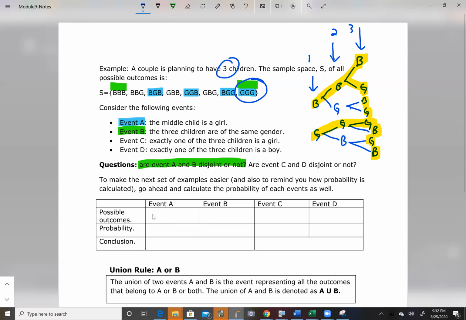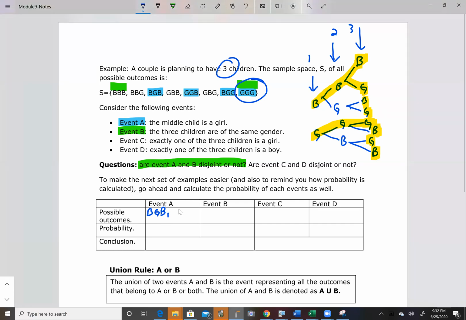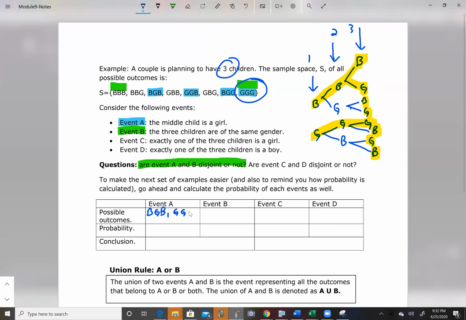So event A, the possible outcomes were B, G, B. This is what I highlighted in blue. G, G, B, or, oh, there were 4 outcomes. B, G, G, and finally all girls here. Event B was the green, so that would have been either just boy, boy, boy, or girl, girl, girl. Okay, so let's go through this table.